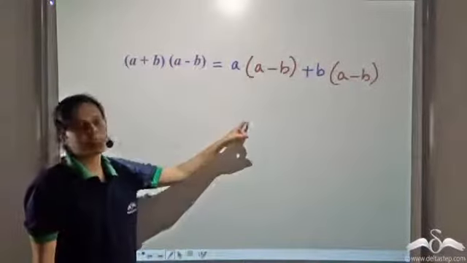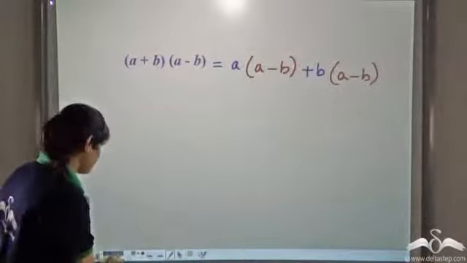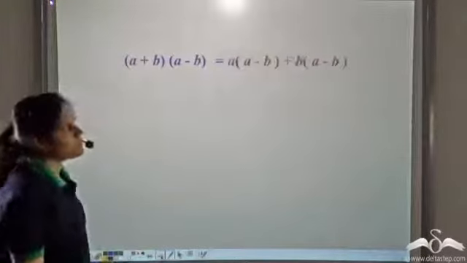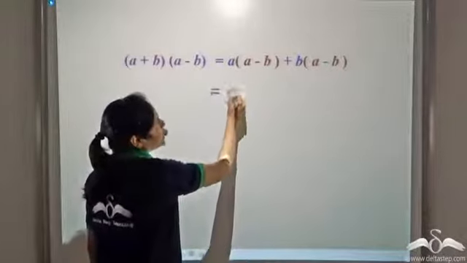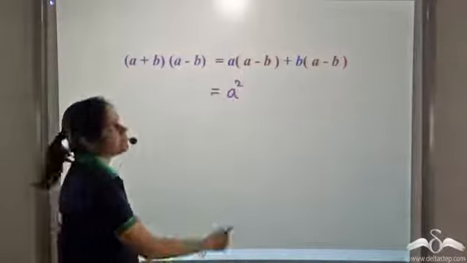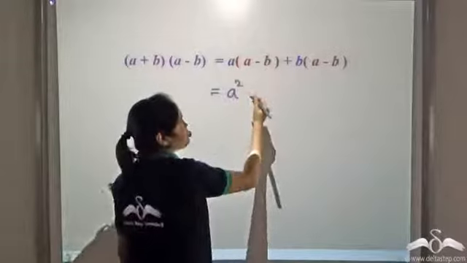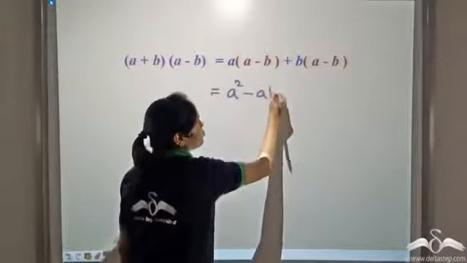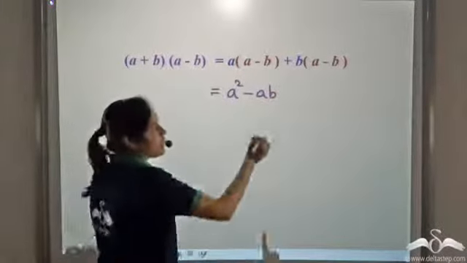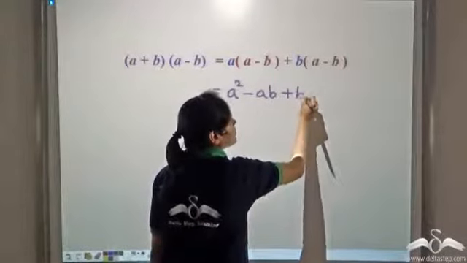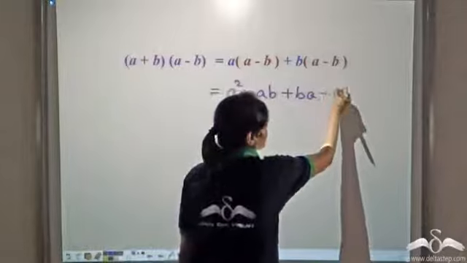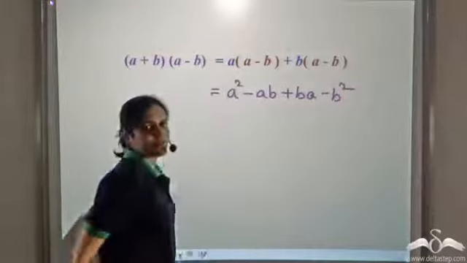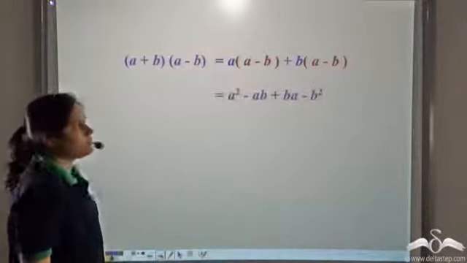And now let us multiply all the terms. So we have A into A as A square, A into negative B as negative AB, B into A as BA, and B into negative B is negative B square. So this is what we get.